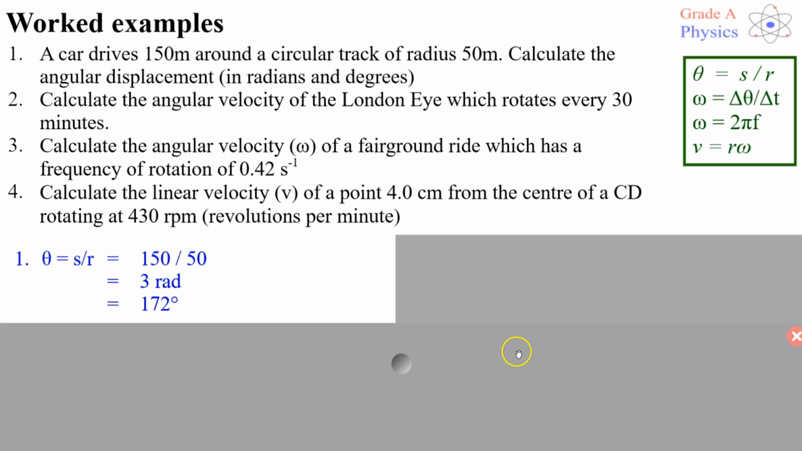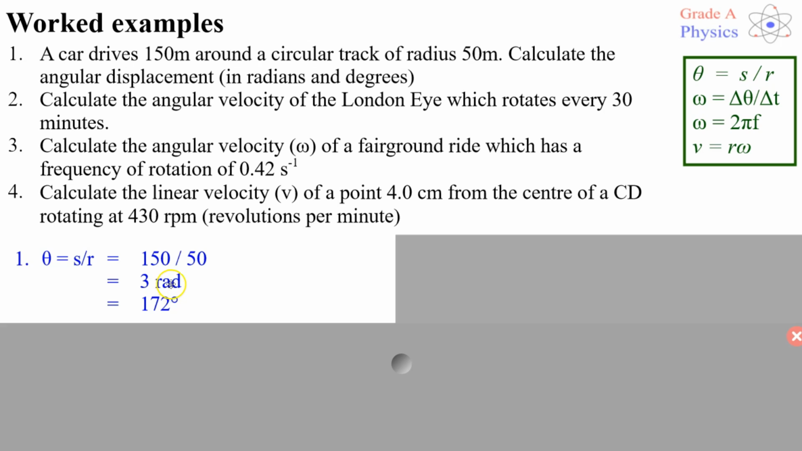Question 1 says we're given s, which is the distance, the arc length around the circular track. We're told the radius, and we're trying to find the angular displacement. And very often it will say radians and degrees, so we need to be able to convert between the two. So we can see it's going to be this first formula, theta equals s over r, and it's just the ratio of the arc length, 150, divided by the radius, 50, so that will give us a nice number of 3 radians.